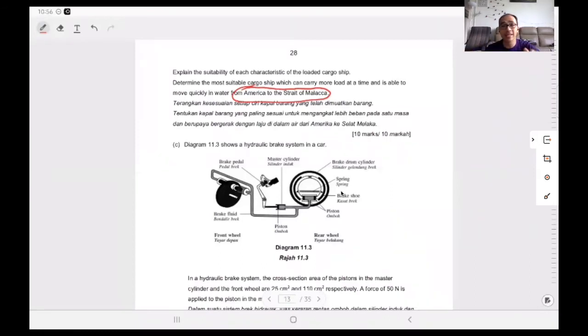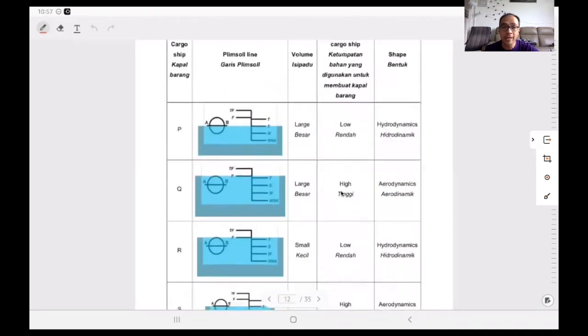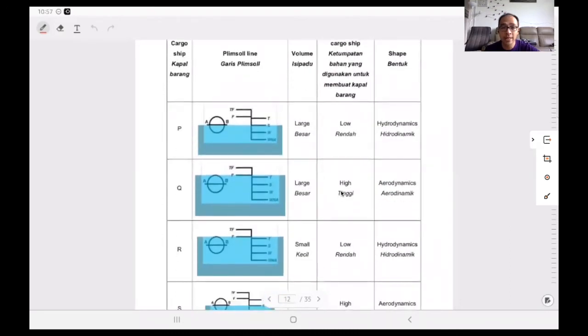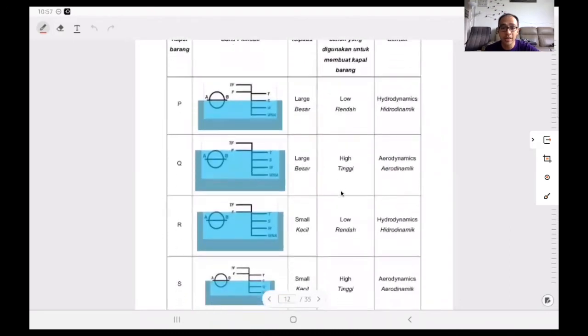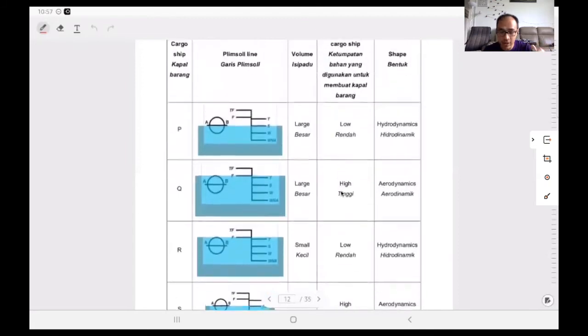And this is a tough paper. Okay, because if you don't know how the ship is going to go from America to the Straits of Malacca, then you won't be able to choose the correct Plimsoll line. Okay, which Plimsoll line do I want to use? Do I want to follow S? Do I want to follow T? Or which one is that? So let's not consider the Plimsoll line first.